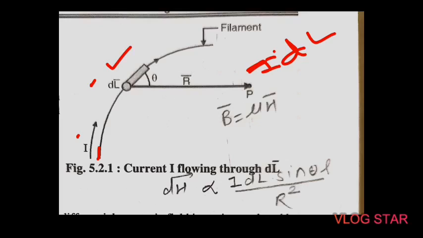As shown in this figure, theta is the angle between the filament and the line connecting the differential length to this point P. Here we have to calculate the magnetic field intensity at point P, so we connect point P to the differential length. So here we can write I dl, that is the current flowing through this differential length element, and theta is the angle between this filament and the line to point P.